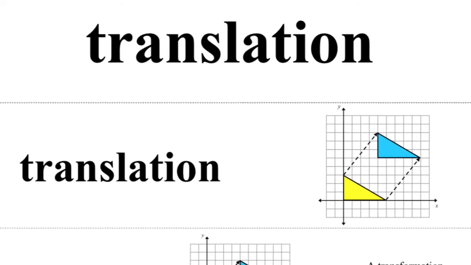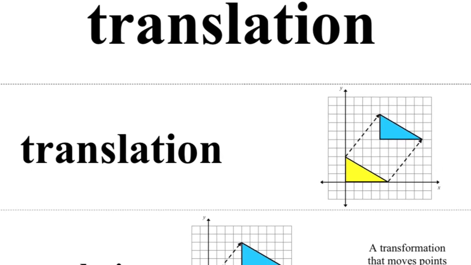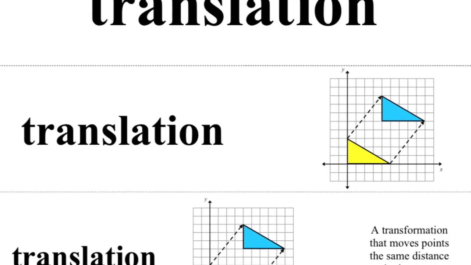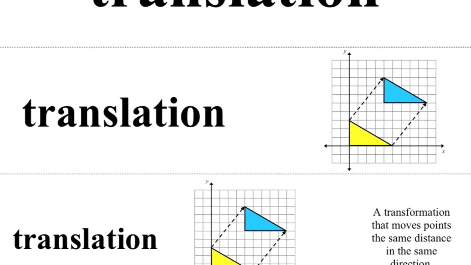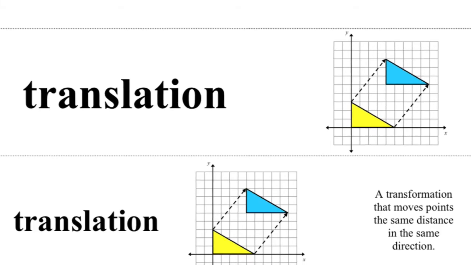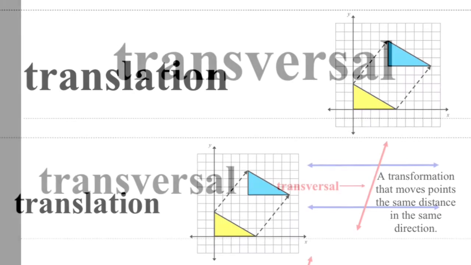A translation is a type of transformation in which a shape is simply moved from one spot to another. No rotation, no reflection, the shape does not get bigger, it's just a movement. The two shapes are congruent, and all you do is move it.